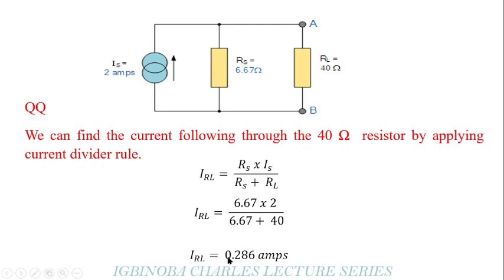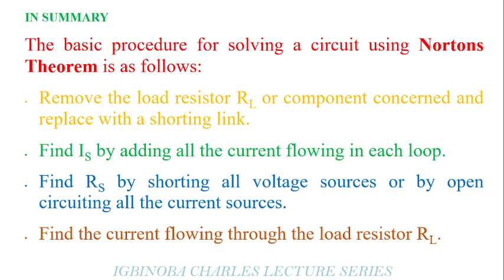So when you do that, you are going to get I_S equals 0.286 amps. Exactly the same result we got when we calculated using the other basic principle. So in summary, the basic procedure for solving a circuit using Norton's theorem is as follows.